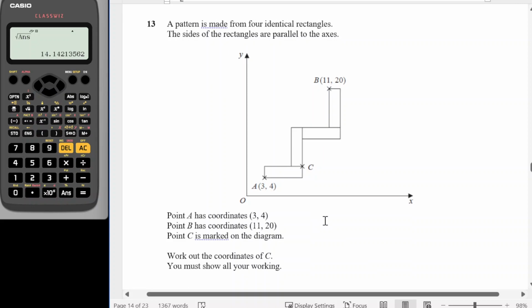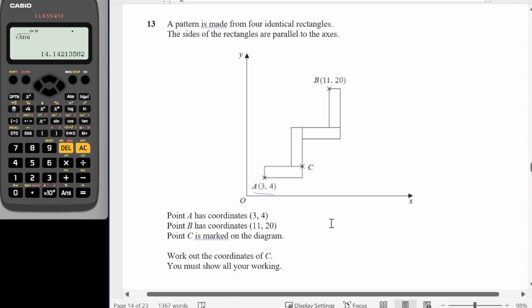Okay, question 13. So a pattern is made from 4 identical rectangles. Sides of the rectangle are parallel to the axes. Point A has a coordinate of 3, 4, so that's that point there. Point B has a coordinate of 11, 20. Point C is marked on the diagram. Work out the coordinate of C. You must show all your working.